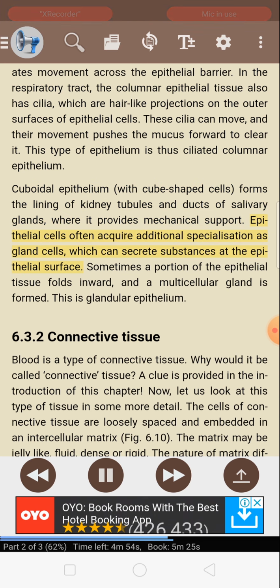Epithelial cells often acquire additional specialization as gland cells, which can secrete substances at the epithelial surface. Sometimes a portion of the epithelial tissue folds inward, and a multicellular gland is formed. This is glandular epithelium.